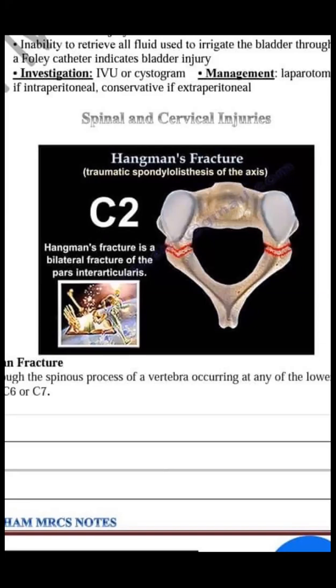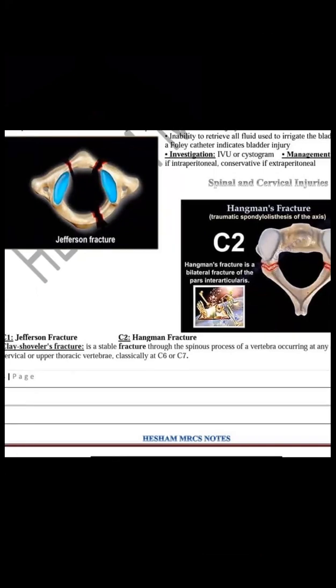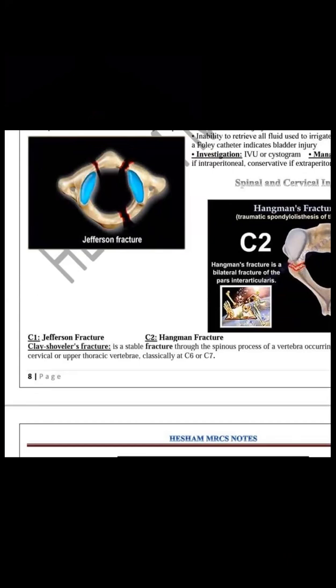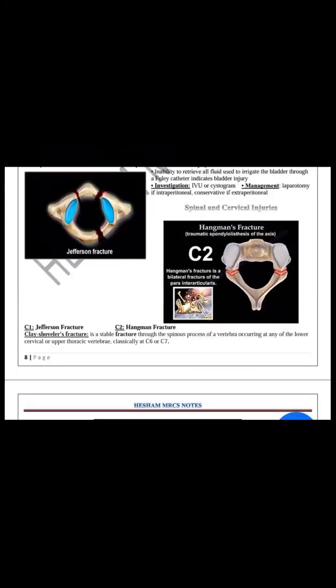There is an important fracture also here in the cervical spine, like Clay-Shoveler fracture. Clay-Shoveler fracture is a stable fracture through the spinous process of the vertebrae, and it's seen classically at the level of C6 and C7. C7 is the longest spinous process of the whole cervical vertebrae, which is called vertebra prominens. So, to revise with you again, C1 atlas fracture is called Jefferson. C2 axis fracture is called hangman, and Clay-Shoveler fracture is fracture at the level of C6 or C7. These are the three important fractures of the cervical vertebrae.